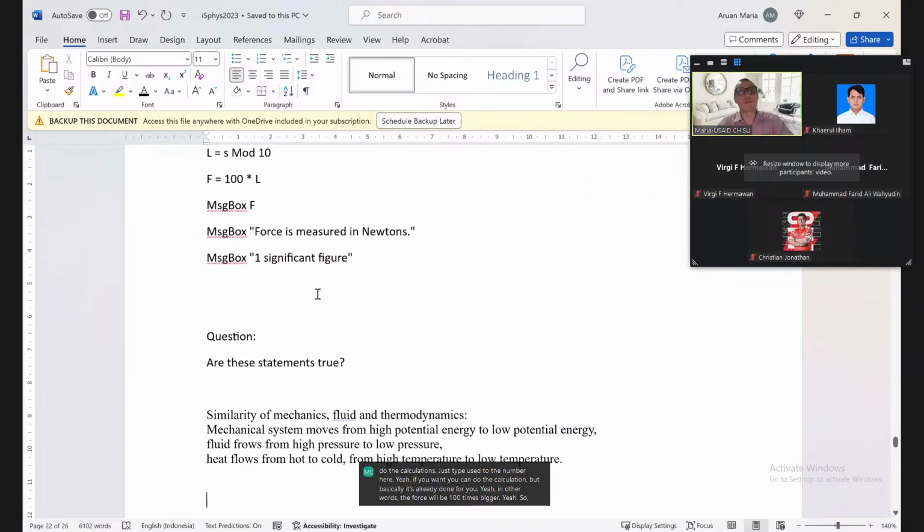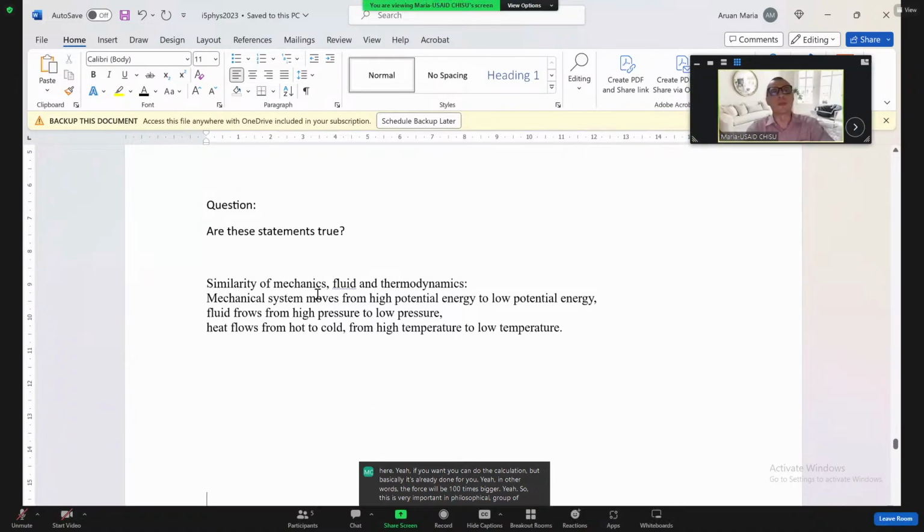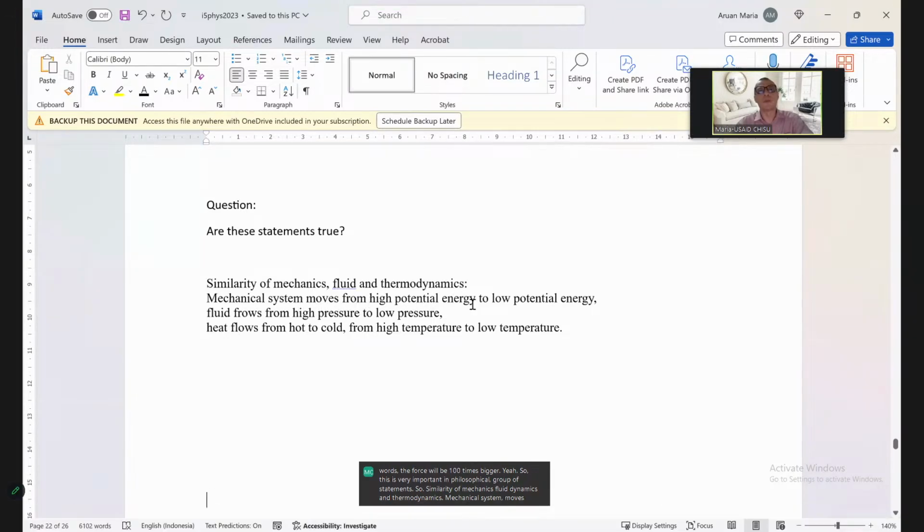So this is a very important philosophical group of statements. Similarity of mechanics, fluid dynamics, and thermodynamics. Mechanical system moves from high potential energy to low potential energy. Fluid flows, not froze. Flows. That's a mistake. Flows from high pressure to low pressure. Heat flows from hot to cold, from high temperature to low temperature.